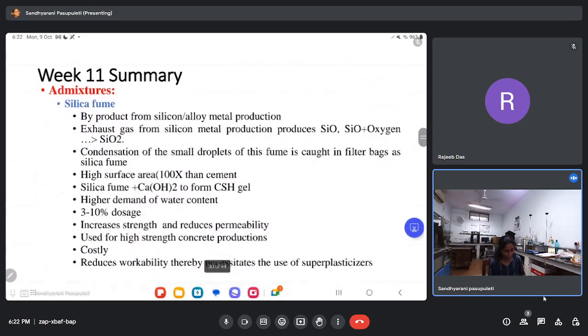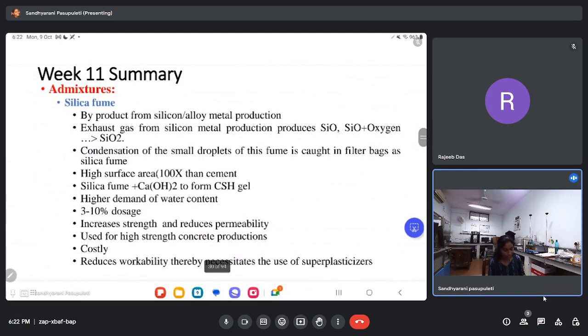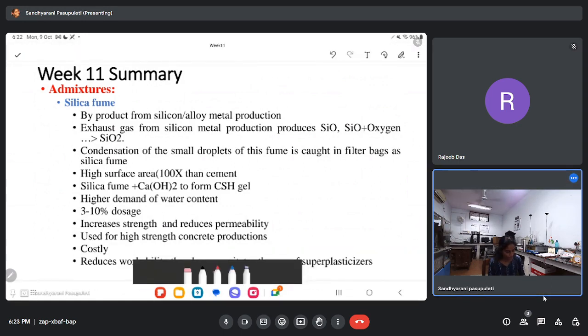In addition to the types of cements we have discussed, where we were using different kinds of pozzolanic materials like fly ash and slag, we also have different kinds of admixtures. So let us discuss a few of the admixtures and how they are going to change the properties of the cement. One of the admixtures is silica fume.